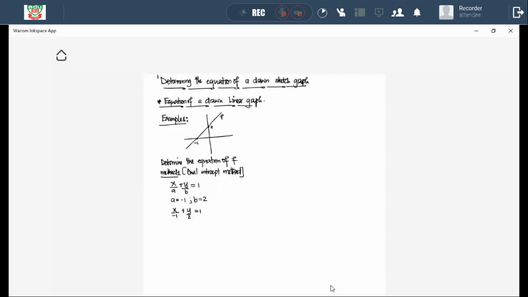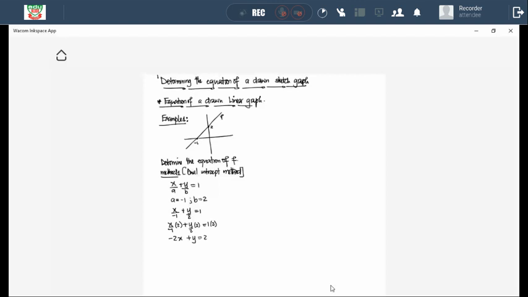Our LCM in this case is 2, so I'll multiply each and every term by 2. So this is x over -1 times 2 plus y all over 2 times 2 equal to 1 times 2. Multiply each and every term with your LCM to clear off the denominators. This becomes -2x plus y equal to 2.